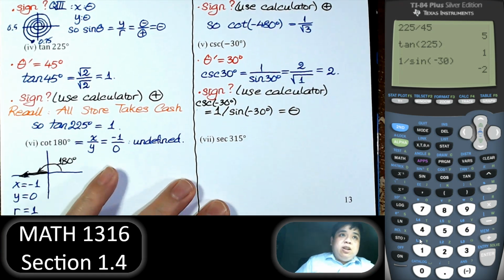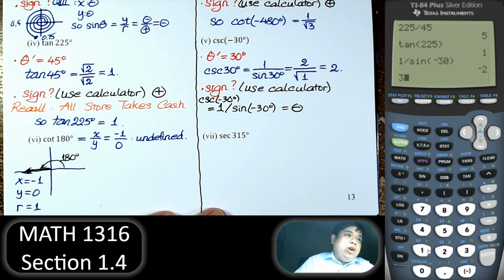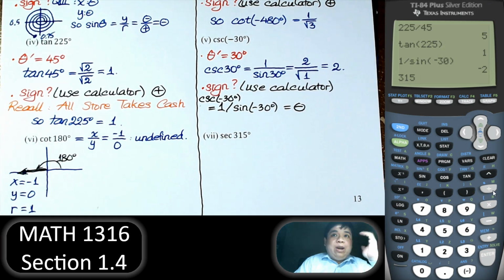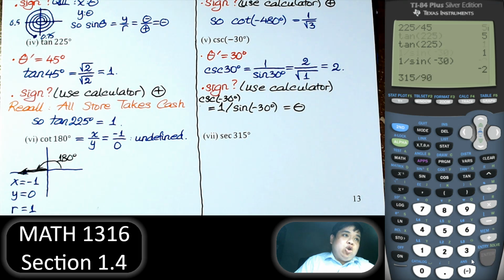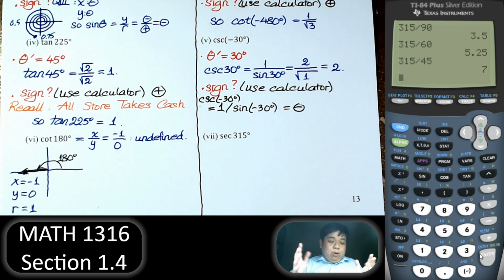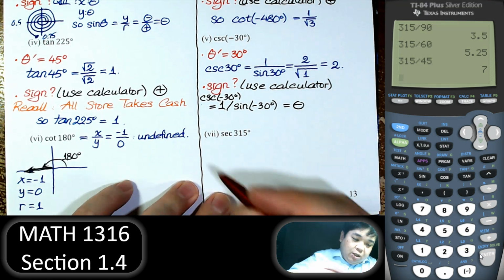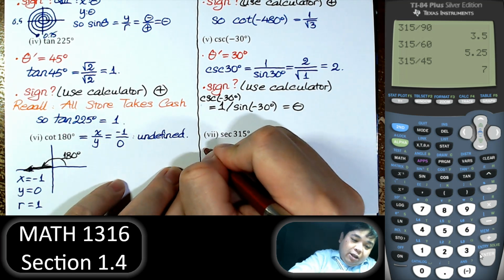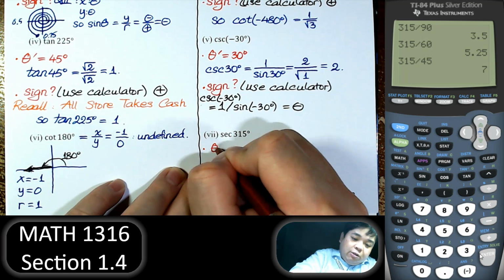Right, next, 315 degrees. By now we know that if it ends in 5, it will divide by 45. If it doesn't, the calculator can get the approximate values. Because 315 cannot divide by 90 for sure, or 60 for sure, because it has to end with 0. If it ends with 5, try 45. If it works, great. If it doesn't work, the calculator will take care of it. I will talk about that at the end. Right, so the reference angle here is 45 degrees.